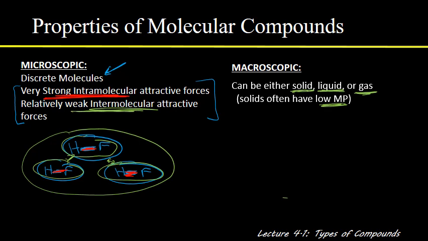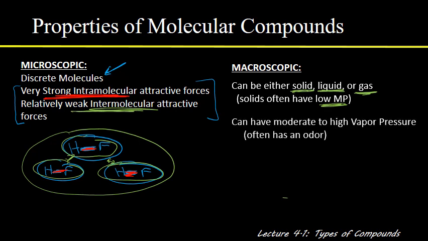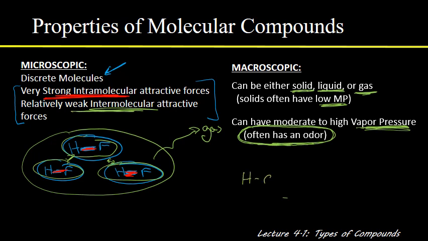Also, because the intermolecular forces are weaker, it's easier for the molecules to escape off into the gas phase since they're not held as tightly. And that means that molecular compounds are going to have a higher vapor pressure, right? More molecules escaping off into the gas phase, and that means that very often covalent compounds have a strong odor, right? A good example of that is this compound.